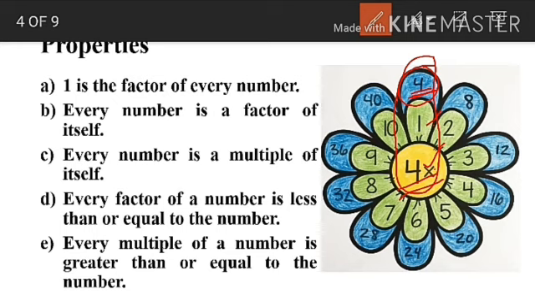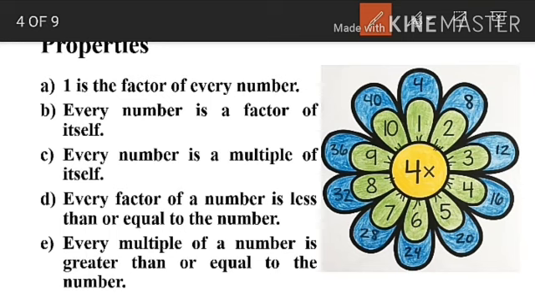Now, next one is every factor of a number is less than or equal to the number. So, the factors of 4 are 1, 2 and 4. Here 1 and 2 are less than 4 and 4 is equal to 4. So, every factor of a number is less than or equal to the number.